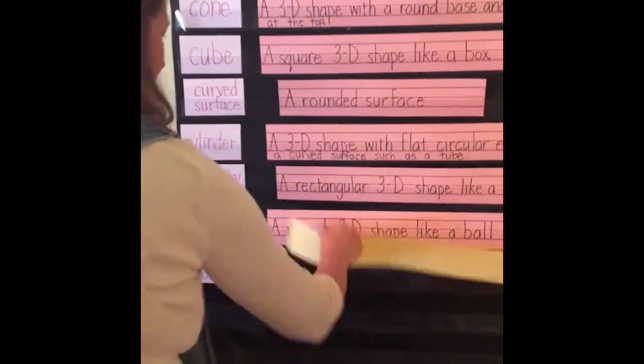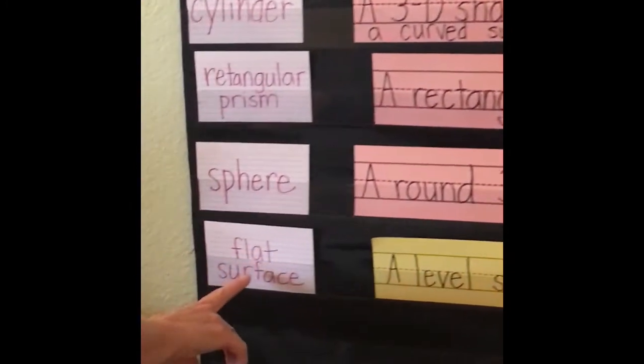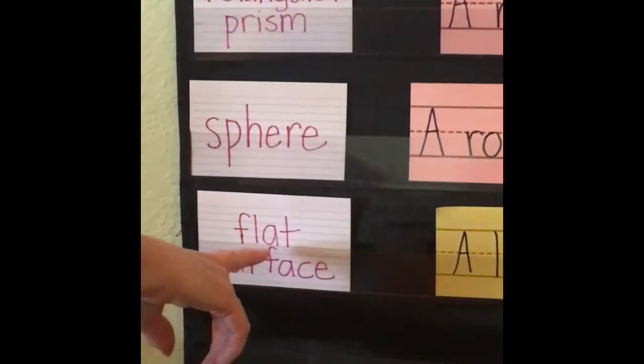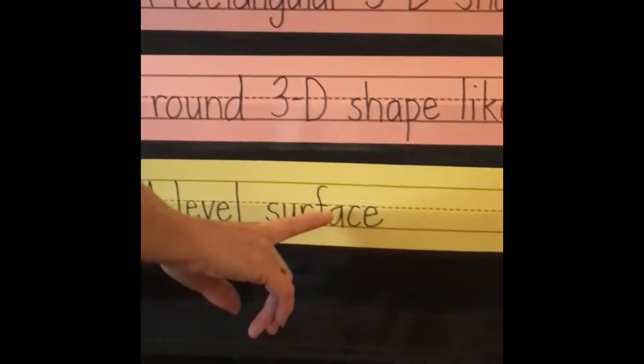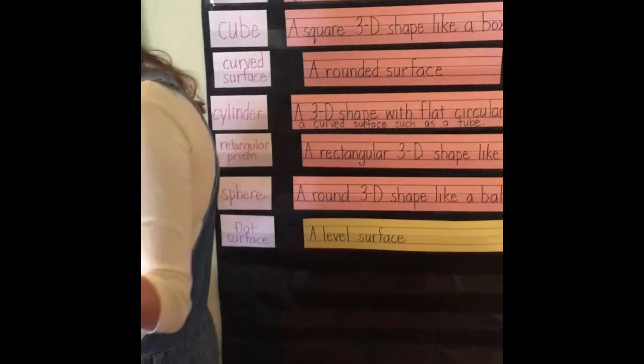Last one. Our last definition is flat surface. And I've been pointing out flat surfaces on our shapes. A flat surface is a level surface. So if we go back to our rectangular prism and our cube, these are all flat surfaces.